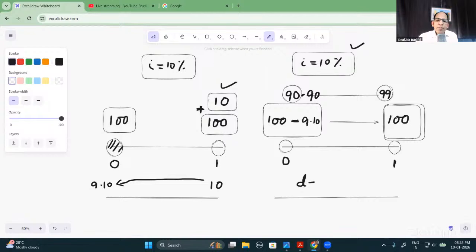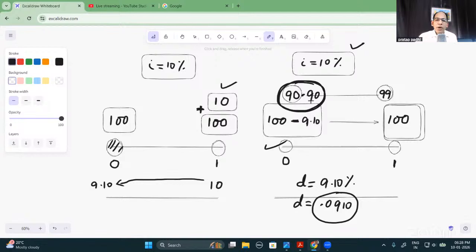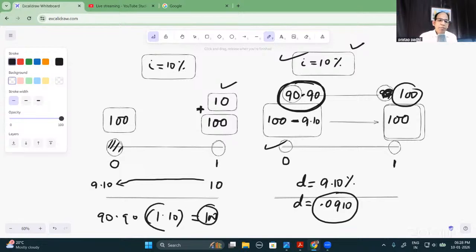d will be here 9.10%, that is, d is 0.0910. So d is applied at this point, at the start. That means if he gives 90.90, 90 rupees 90 paisa, definitely you will return 100, because you can test it with i 10%. You multiply 90.90 with 1.10, definitely you will get 100. So same 10%. So corresponding to i 10%, what is d? That is the question. Corresponding to i 10%, d is 9.10%.